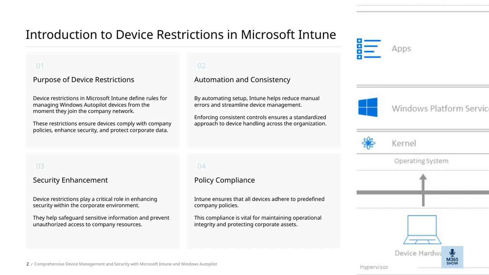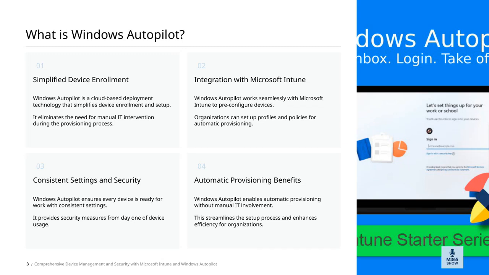Now, let's take a closer look at the purpose of device restrictions in Microsoft Intune. Essentially, these restrictions set the rules for managing Windows Autopilot devices right from when they join the company network. The goal here is to make sure that devices are aligned with our company policies from day one. By enforcing these controls, we not only enhance security, but also help protect our corporate data. It's about creating a secure, consistent environment where every device behaves according to our standards, reducing risks and ensuring smooth operations across the organization.